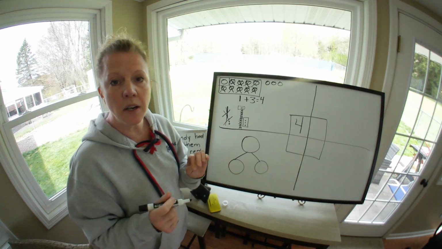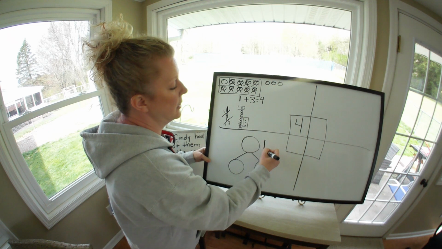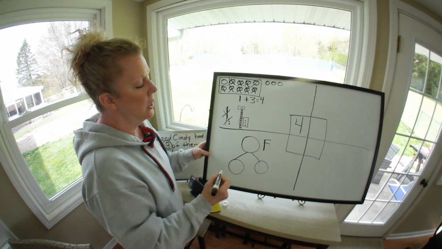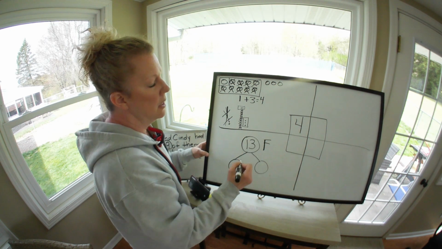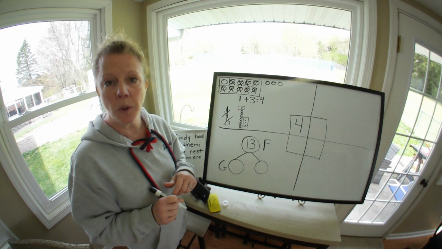Now, let's look at our number bond. So we know our total fish. That's right, we're going to label it F. Our total fish was 13. Remember, how many did we say were gold? G for gold.